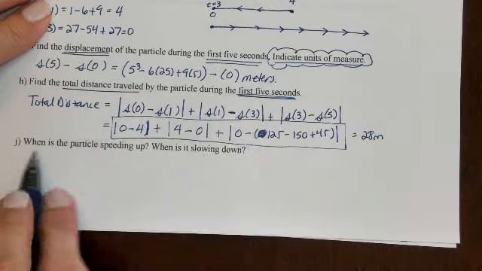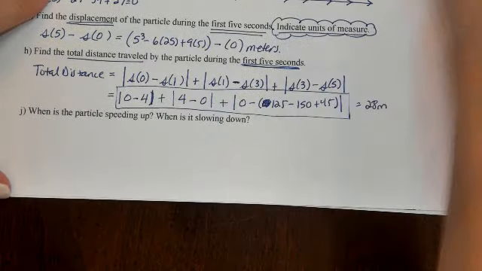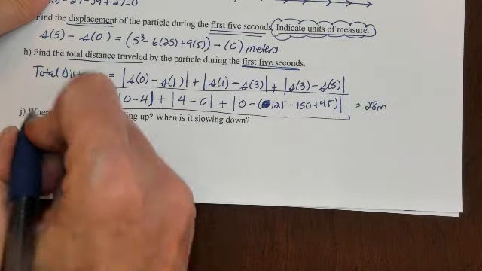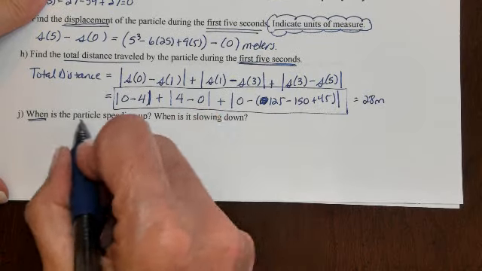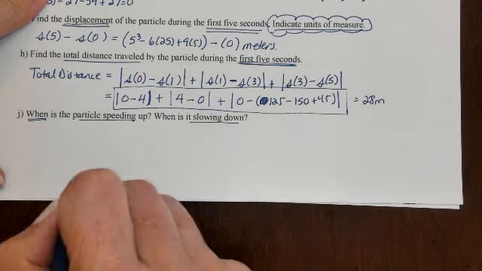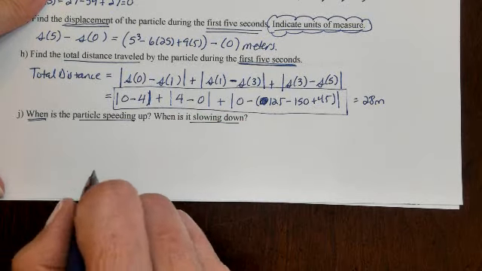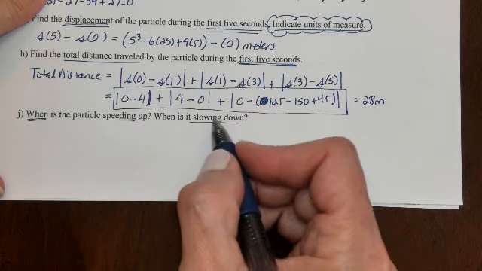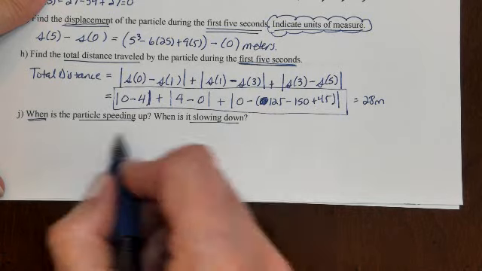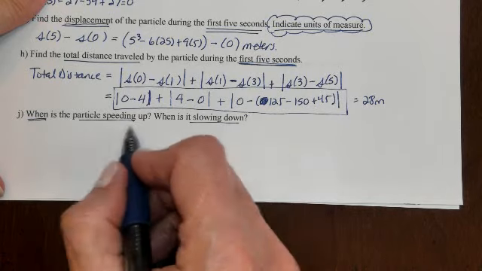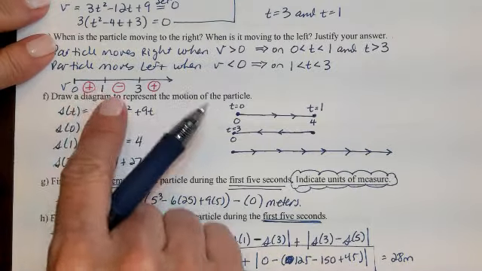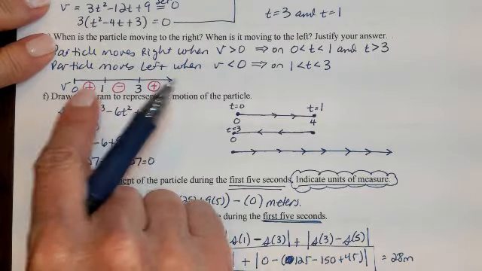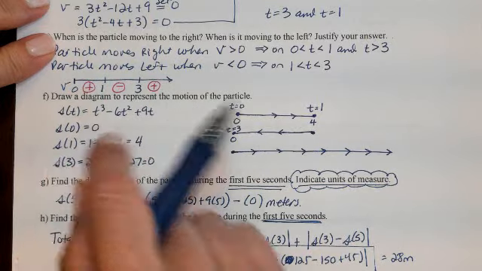Alright, part J, last part on this problem. When is the particle, so that would be time, right? When is the particle speeding up? When is the particle slowing down? Okay, well, here's where we look at acceleration and velocity, and do they have the same signs or different signs, right? So we already did a sign chart on velocity, so we have the signs of velocity. We need to do a sign chart on acceleration.